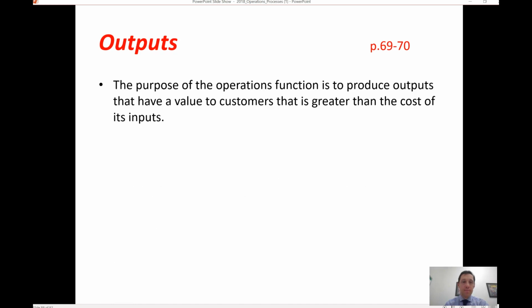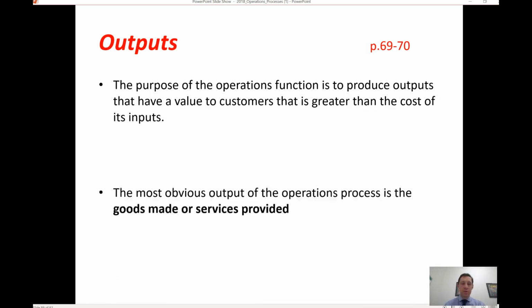and warranties. So the purpose of the operations function, which we've spoken about many times in class, is to produce outputs that have a value to the customer greater than the cost of its input. And remember that output may well be a service that they're offering to their client, but it's important that it's greater than the value of the cost of all the input costs.